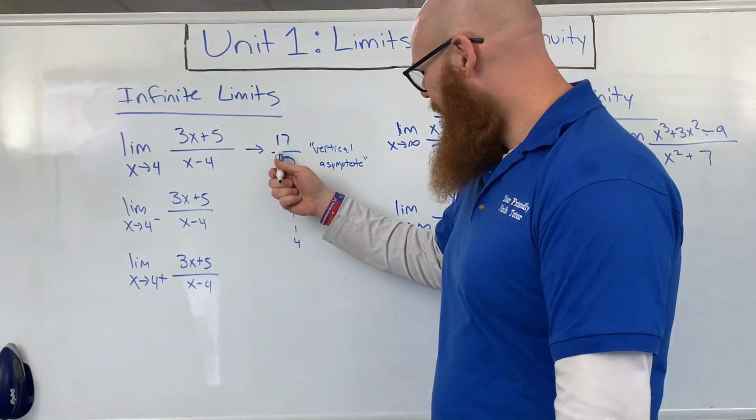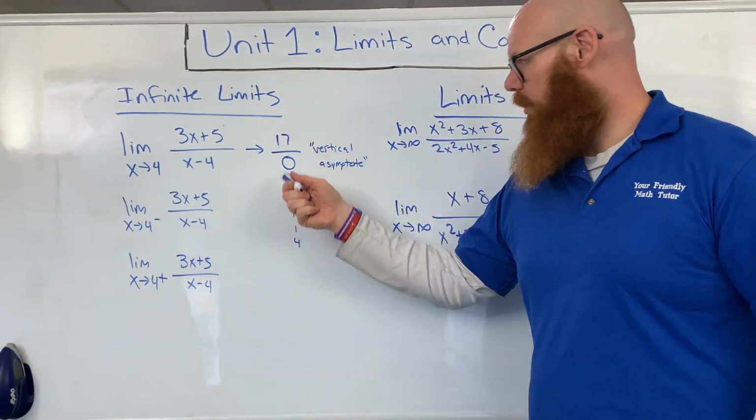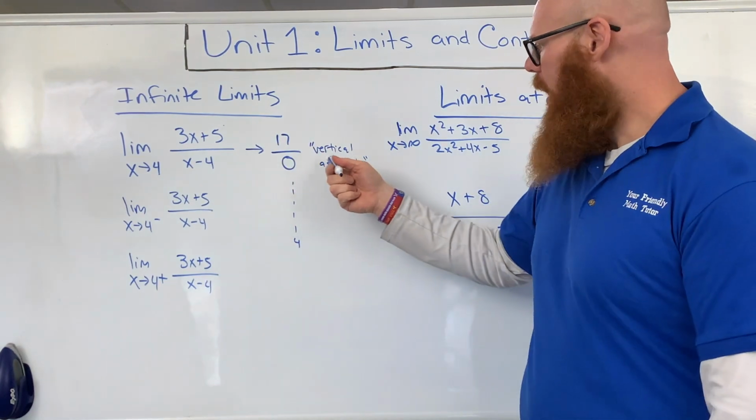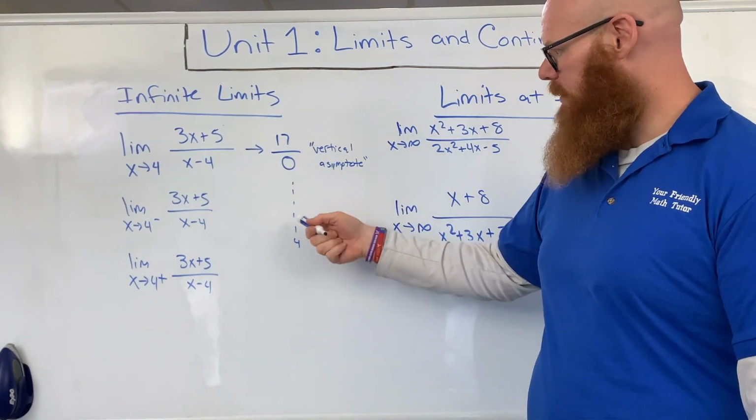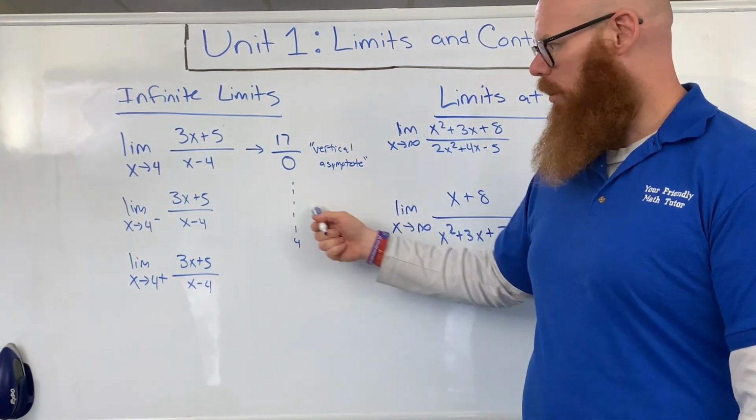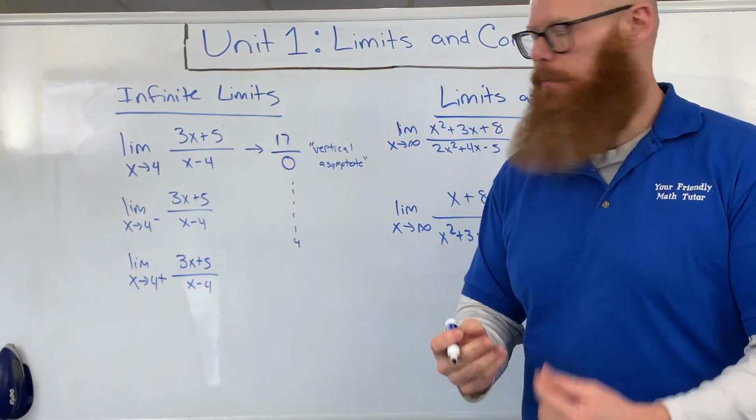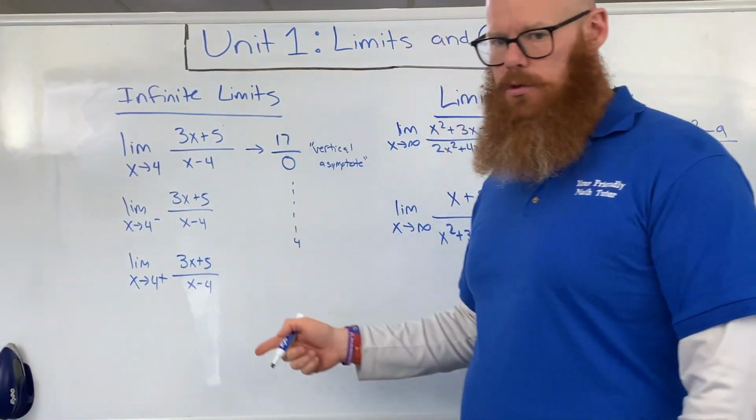So this right here tells you when you see a number over 0, a number other than 0 over 0, it's a vertical asymptote. A vertical asymptote is going to have different behavior on each side of it, or possibly different behavior. So you want to split it up into two limits.